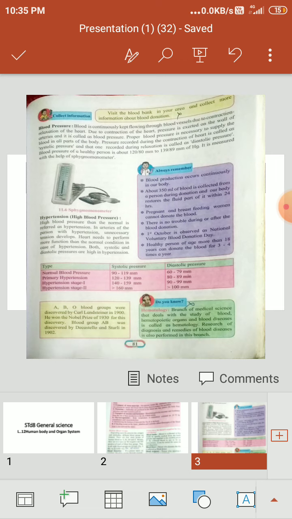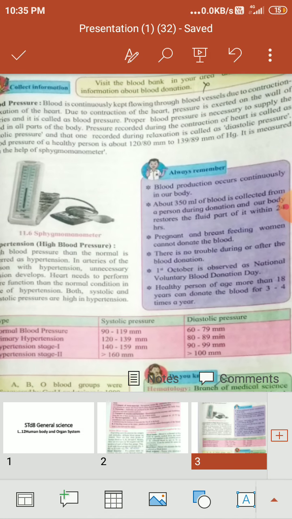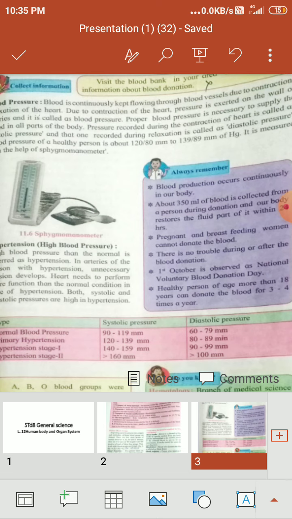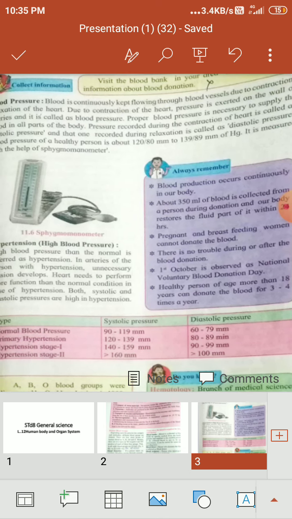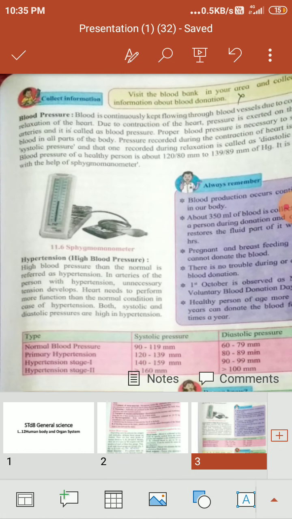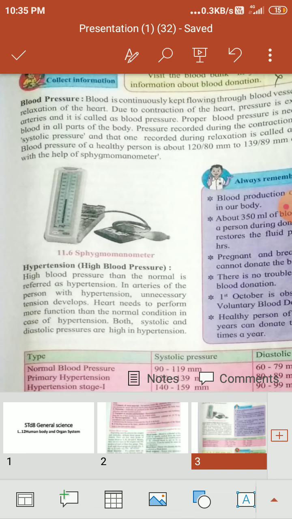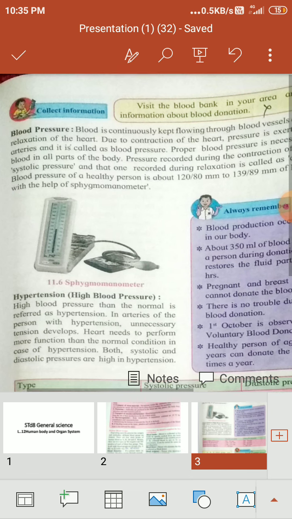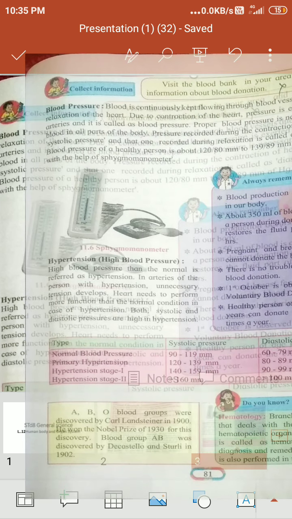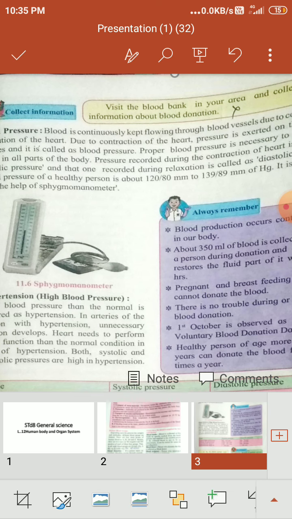The thermometer, then the oximeter. At that time, we also discussed the sphygmomanometer. The sphygmomanometer is used to measure blood pressure. Now, what is blood pressure? Blood continuously keeps flowing through blood vessels due to contraction and relaxation of the heart. Due to contraction of the heart, pressure is exerted on the wall of the arteries and is called blood pressure.